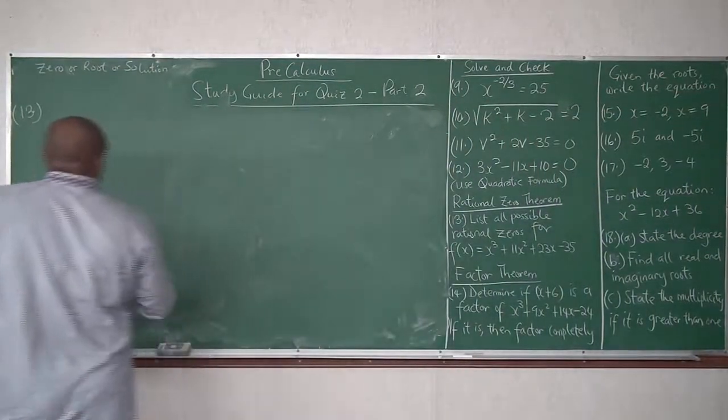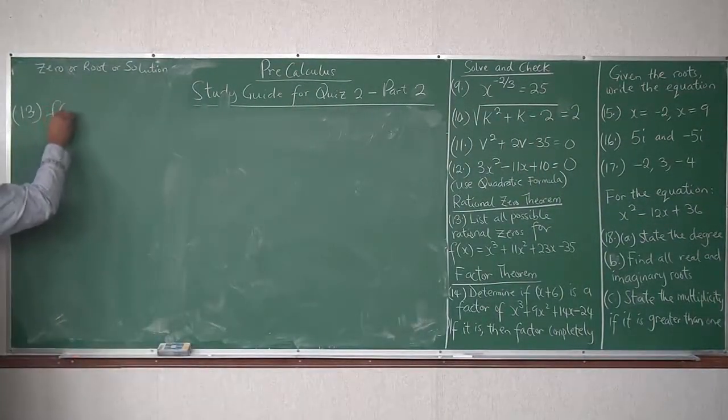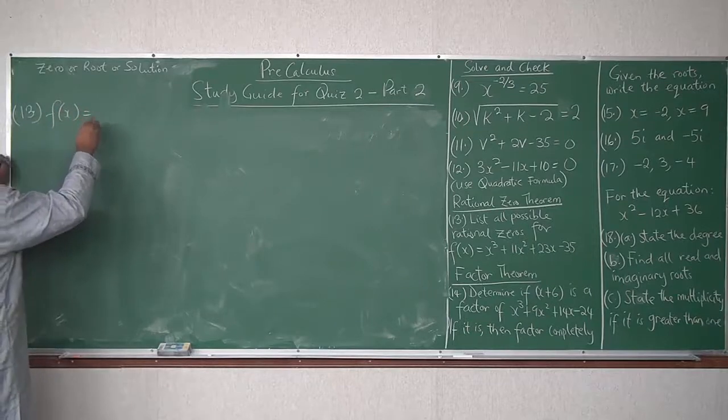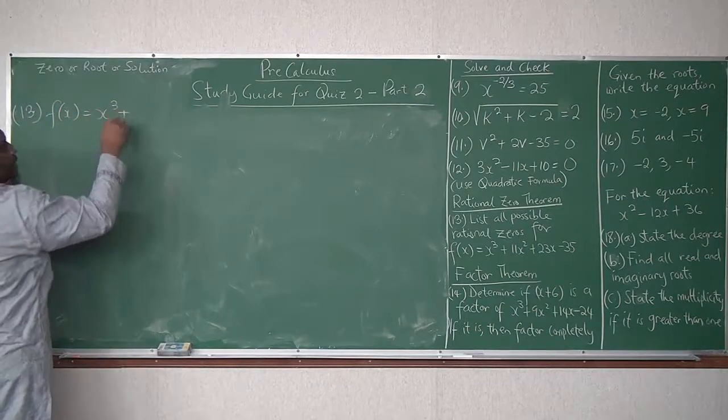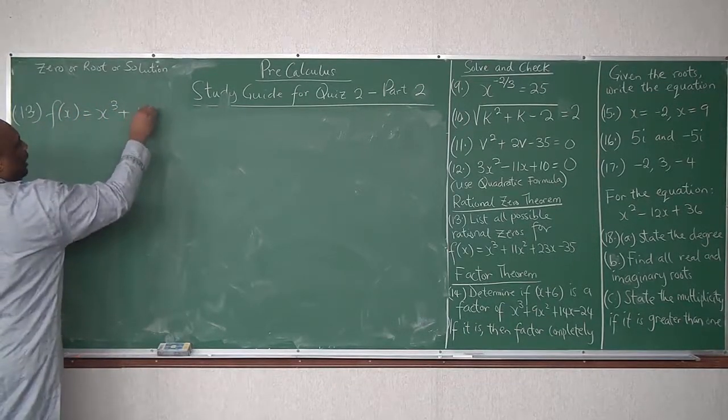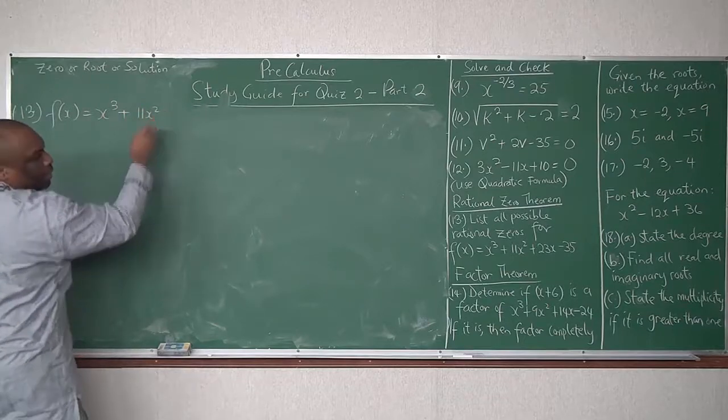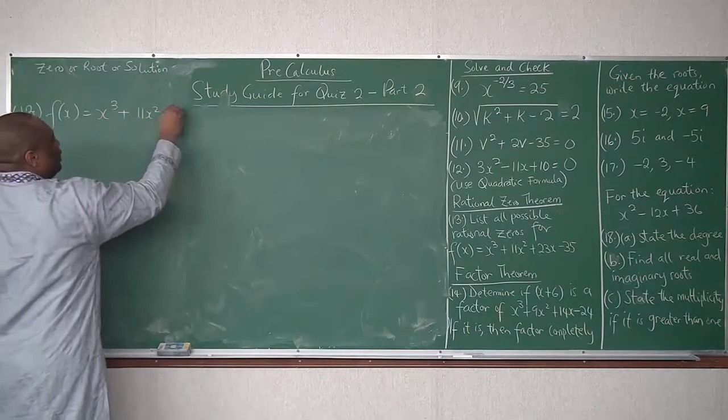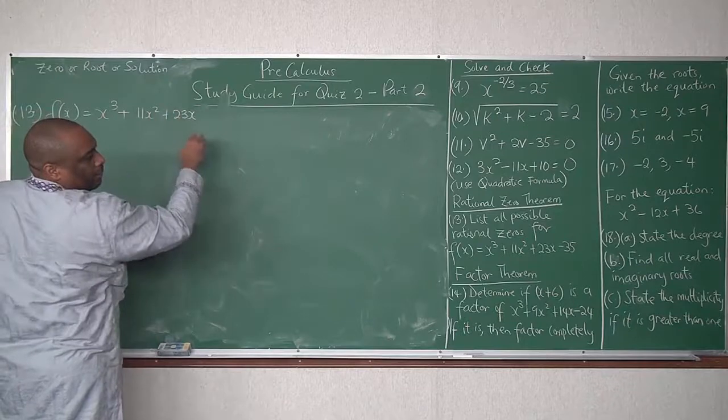You have f of x is 3x cubed plus 11x squared plus 23x minus 35.